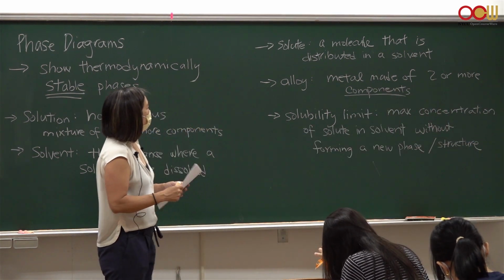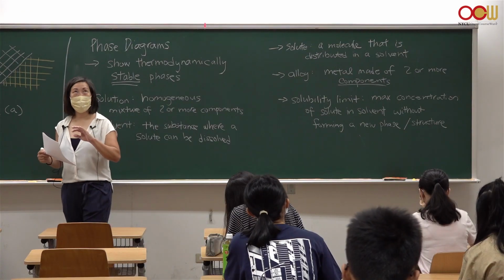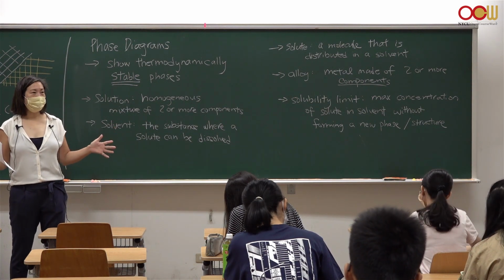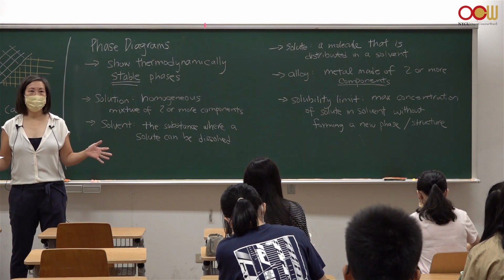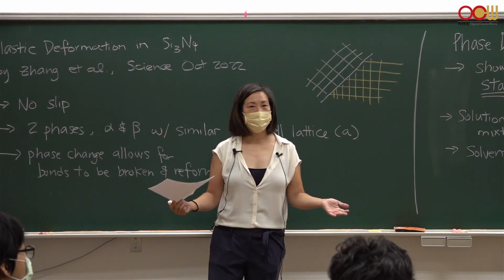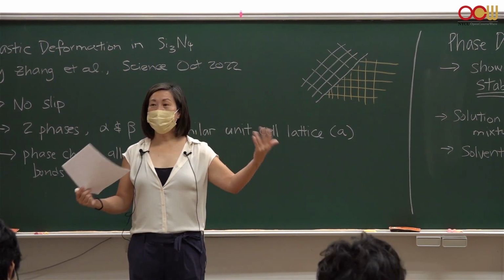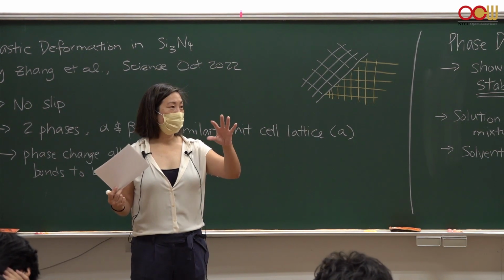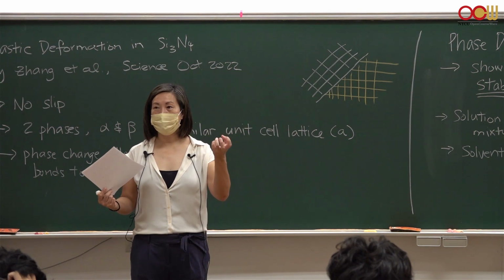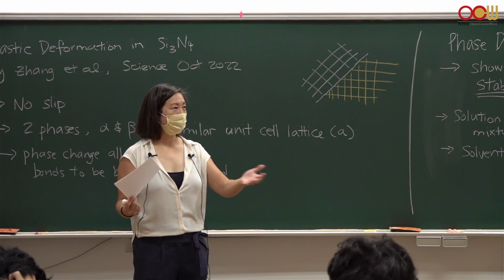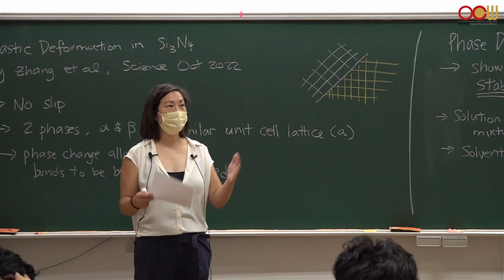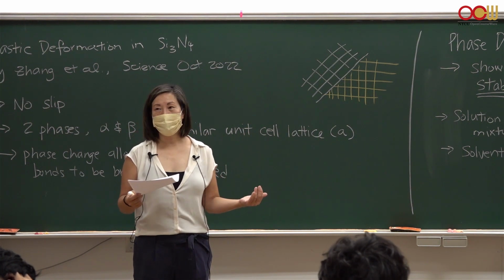So solubility limit is how much solute you can put into a solvent without changing the structure of the solution. If you're adding sugar into water to form a sugar solution, you can add so much sugar that eventually the sugar crystals will no longer dissolve into the water, and you will get crystals of sugar left over. That doesn't dissolve, right? So you no longer have a homogeneous solution because you've exceeded the solubility limit.